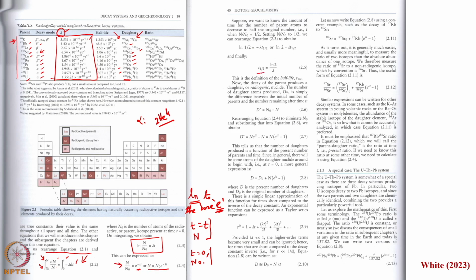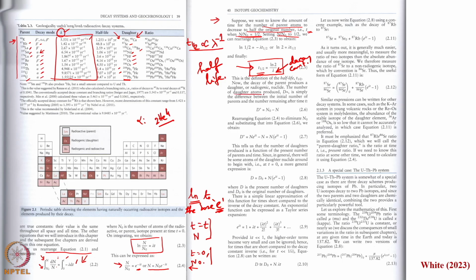We are going to define half-life, since we want to know the amount of time for the number of parent atoms to decrease to half the original number, that is, the time when N/N0 is equal to half. So, if we set N/N0 to half, from this equation we finally come out with t half = ln 2 / λ. T half is the half-life, lambda is the decay constant. So, from here we can also say T half is inversely proportional to the decay constant.